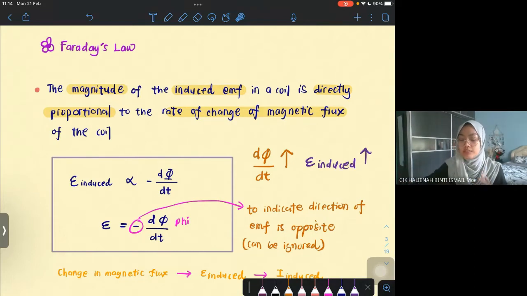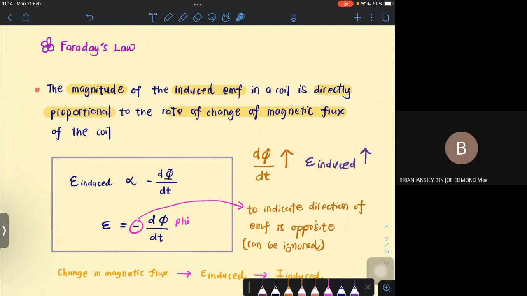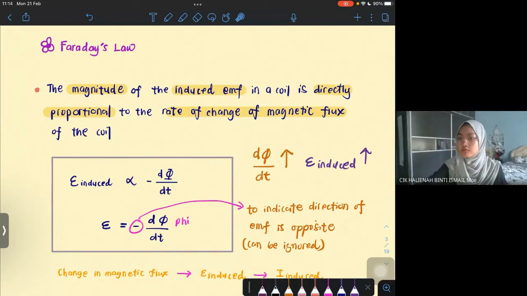Okay, so far jelas? Ada soalan? Jelas, so far jelas, Miss. Jelas, Miss.